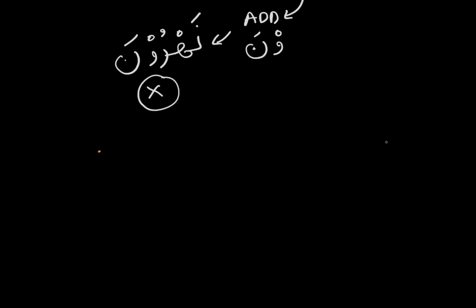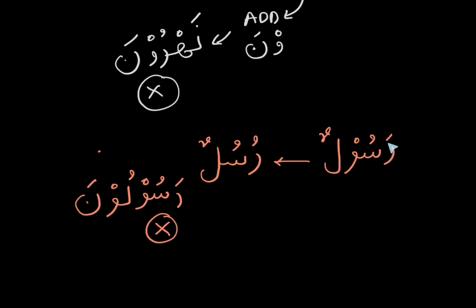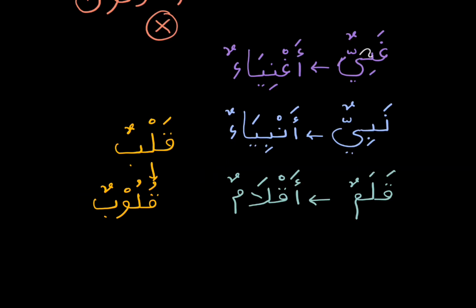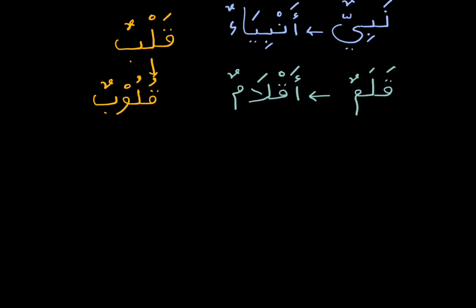Now let us see some more examples of jamul mukassar, that is irregular plurals or broken plurals. Let us take rasulun. The plural of rasulun is not rasuluna, but rusulun. Since it is an irregular plural, it does not follow a fixed pattern. Some more examples of irregular plurals are ghaniyun, aghniya'u; nabiyun, anbiya; qalamun, aqlamun; and qalbun, qulubun. These are irregular plurals.